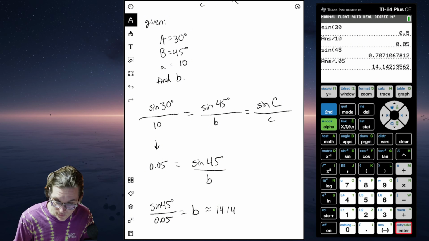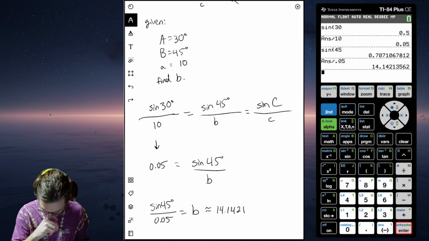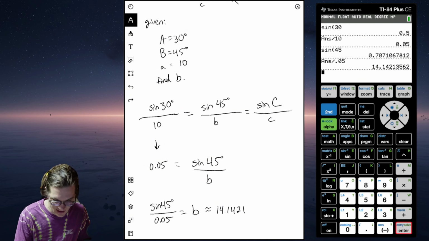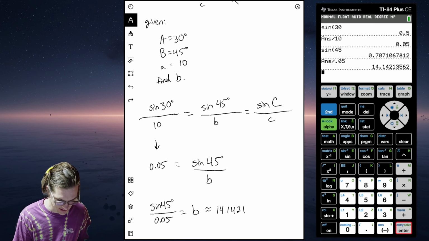If you would have set it up and used this part of the equation, you wouldn't get B, obviously. So you just have to see what you're asked for, see what angles and sides you have, and then pick and choose which pieces of law of sines will help you accomplish that. And so this one's done.